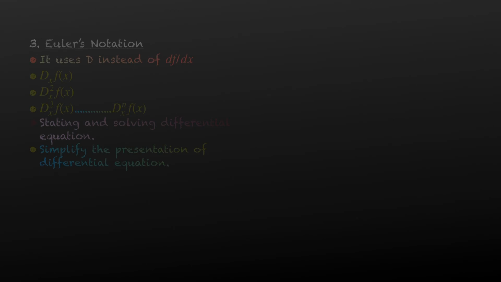Newton's notation. The first derivative is denoted by y dot. The second derivative of the function in Newton's notation is denoted by y double dot, and the third derivative of the function in Newton's notation is denoted by y triple dot.